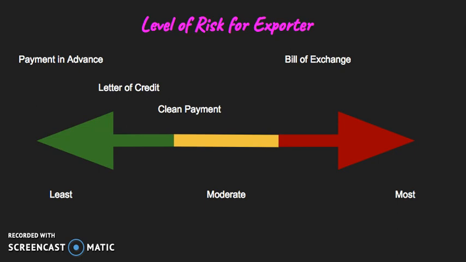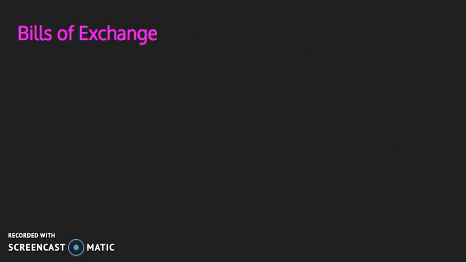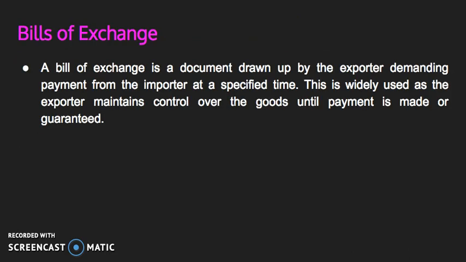And there's two little types that we're going to look at. So there's a document against payment and a document against acceptance. So firstly, bills of exchange. So a bill of exchange is a document drawn up by the exporter demanding payment from the importer at a specified time. So this is widely used as the exporter maintains control over the goods until payment is made or guaranteed.